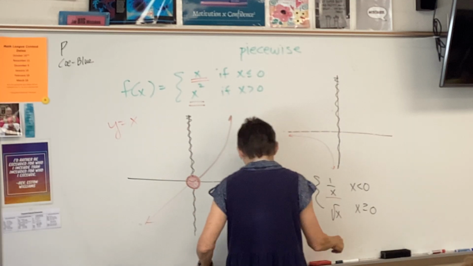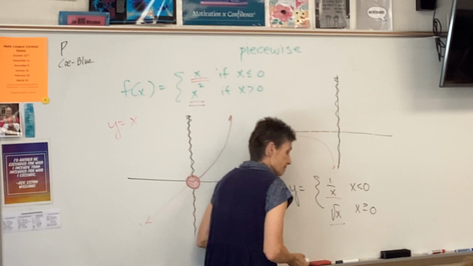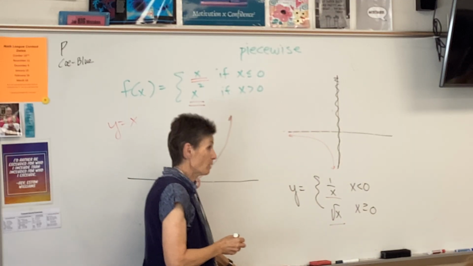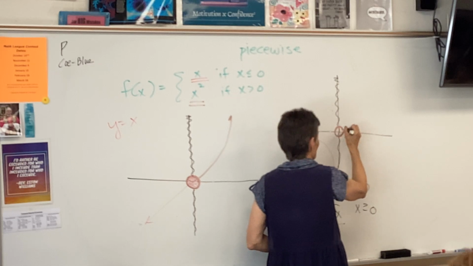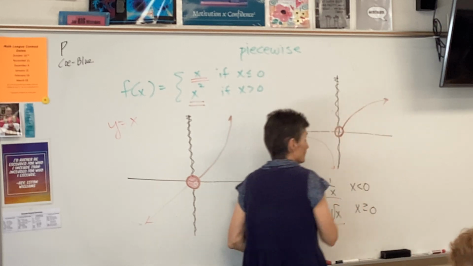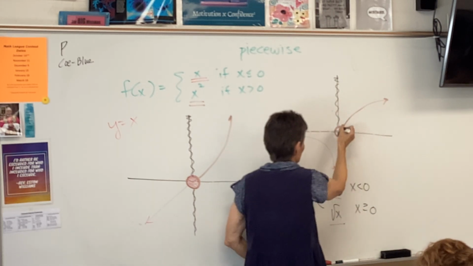What's this guy? Square root. So he starts at the origin and shoots up and out. And that's going to be a closed-in dot.